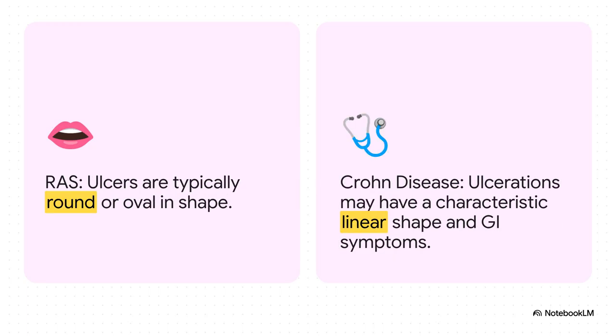And finally, think about inflammatory bowel disease, especially Crohn's disease. Now, both can cause mouth ulcers, but the ulcers in Crohn's can have this really specific, linear, almost knife-cut appearance. And of course, you're going to want to ask about any GI symptoms, right? Like abdominal pain, diarrhea, that kind of thing.